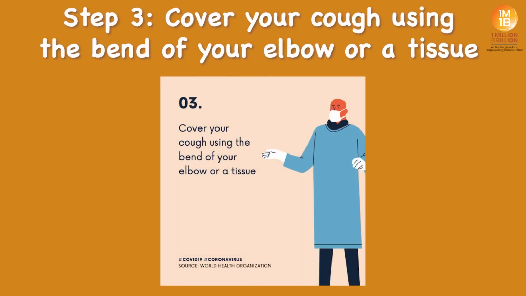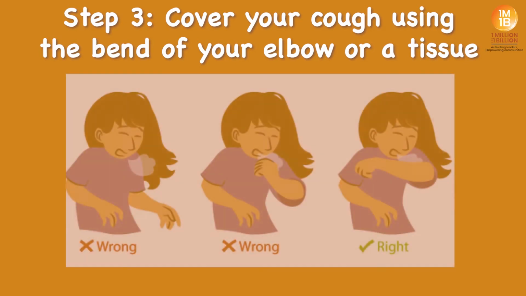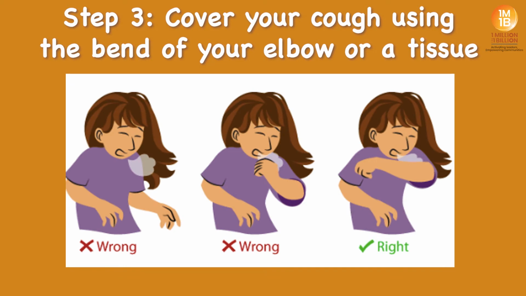Step number 3: Cover your cough using the bend of your elbow or a tissue. When sneezing or coughing, cover the mouth and nose with a bent elbow or tissue. Throw the tissue in a closed bin immediately after use and wash your hands. Ideally, use a handkerchief. Move away from people while sneezing or coughing. If you do not have a handkerchief, sneeze into your elbow so that the droplets do not spread in the air or transfer into your hands.